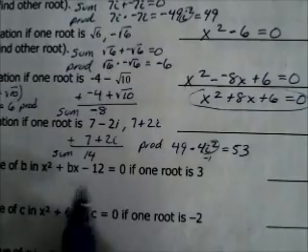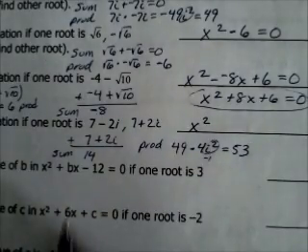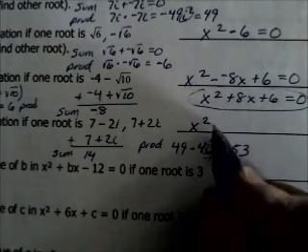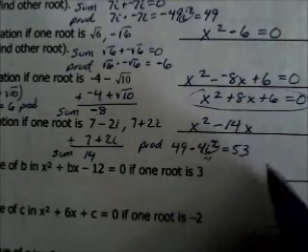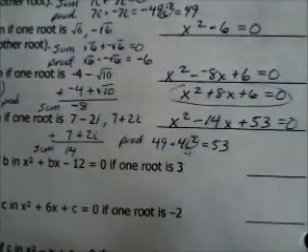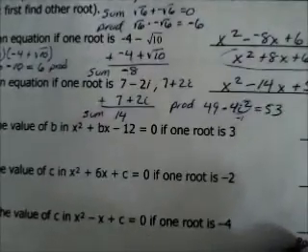All right. So we have 1x squared minus the sum x, so minus 14x, plus the product, plus 53 equals 0. So there's our equation: x squared minus 14x plus 53 equals 0. All right, now the last three equations are a little bit different.